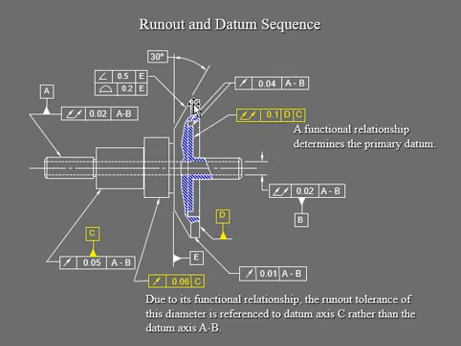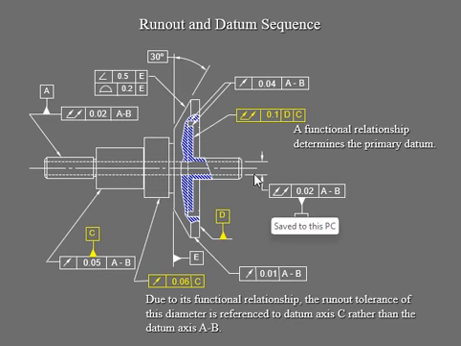Now right here we have different control frames, and the runout is right here. That's your angularity, your profile. Here is a total runout, and here is your circular runout right there. And then here as well, here, and then here. So we go into each feature of that. Your functional relationship, the runout tolerance of that diameter, is in reference to the datum axis C, and not your datum axis A and B.